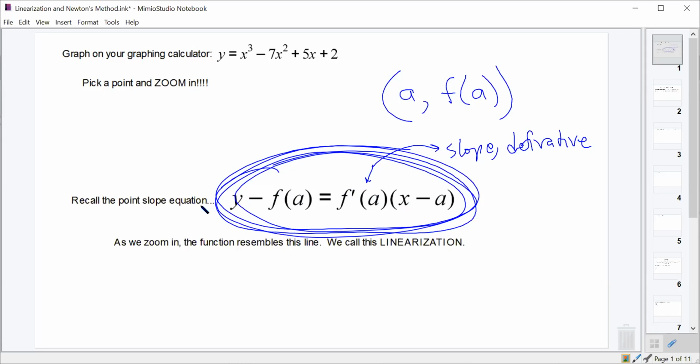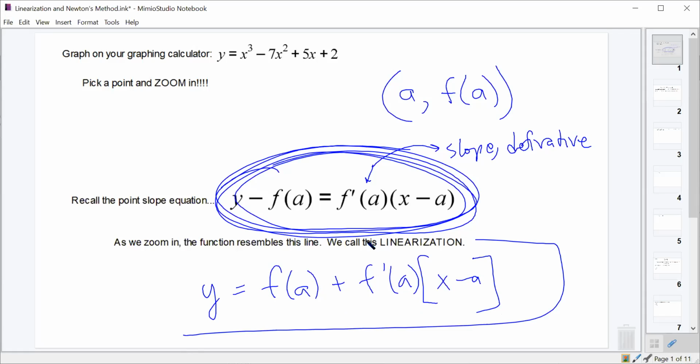So we're going to use that, and we're actually going to solve it for y. We're going to write it as y equals f of a plus f prime of a times x minus a. And we're going to call this function here the linearization function. The linearization function is just a function that can be used to approximate the value of our original function. And the smaller the interval we're looking at, the better the approximation will be.